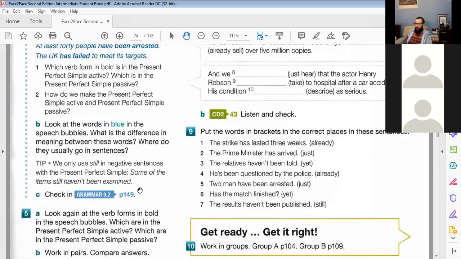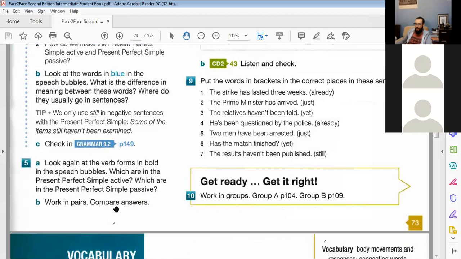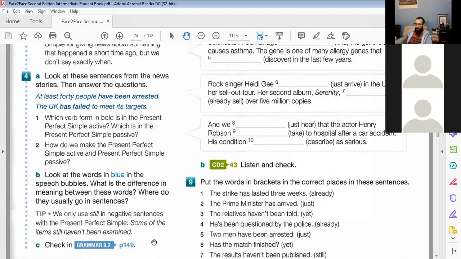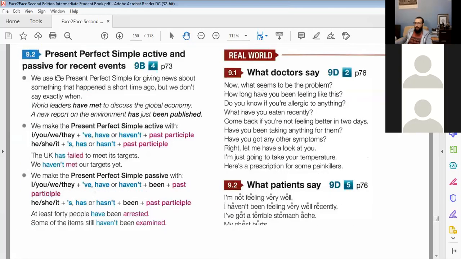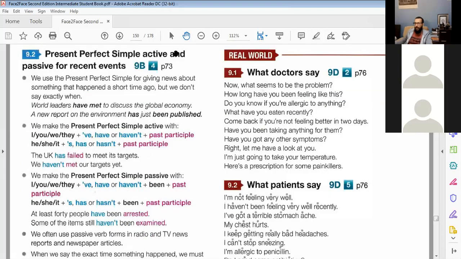Okay, now before we do more exercise, let's take a look at the summary. خلينا نشوف ممكن في tips في الموضوع هذا. Let's take a quick look and then we'll see if we need to go back. All right, so here we are. So درس اليوم اللي هو present perfect simple. سواء active, سواء passive بالنسبة لموضوع recent events والnews.